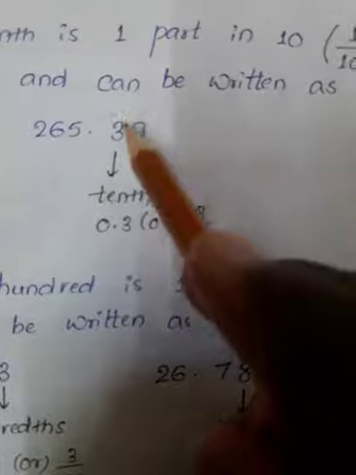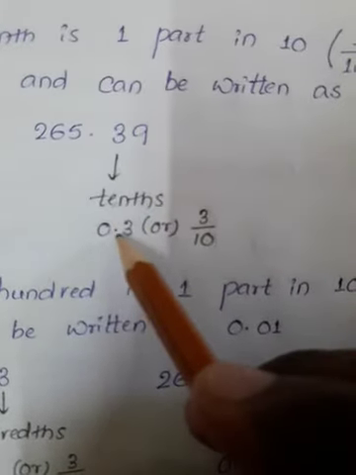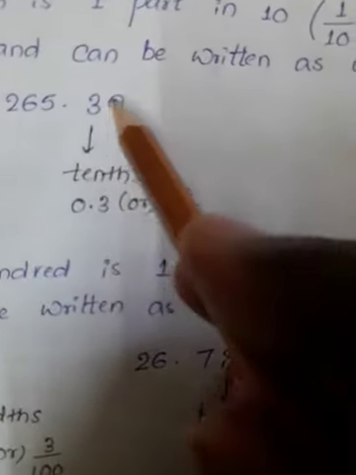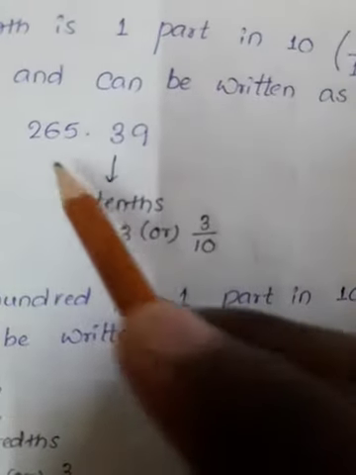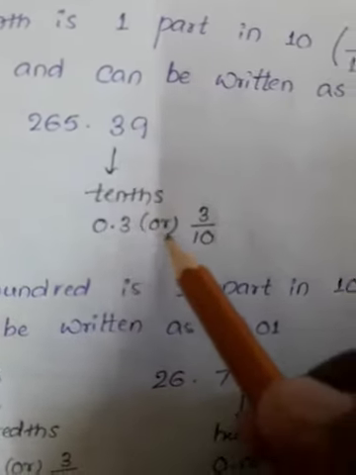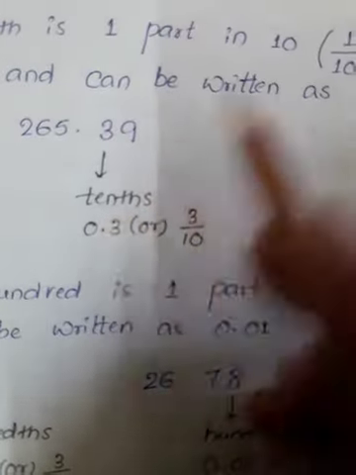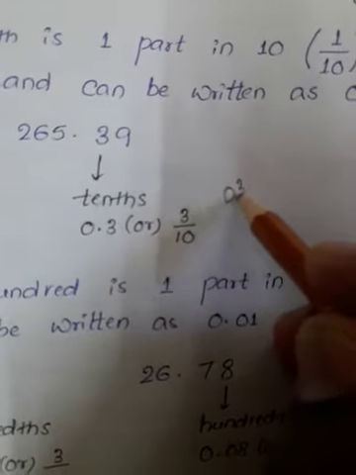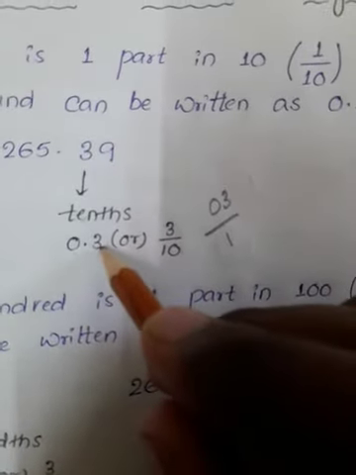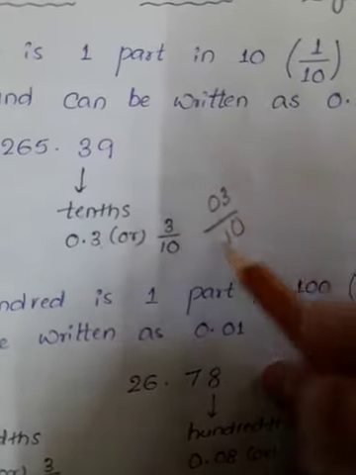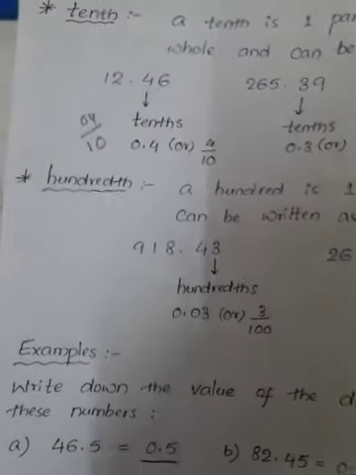Similarly here, 3 is which place? Tenths place. So what is the value? 0.3. That means write 3, and after and before, whatever the numbers, remove them and just write 0 here. Or you can write 3 over 10. Why? Because 3 over 10 means 03 when I remove the decimal. For the decimal, write 1. After the decimal, how many numbers? Only one, so 1 zero. So 3 over 10.